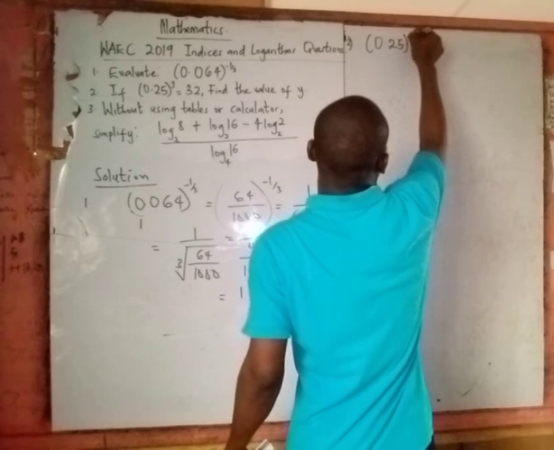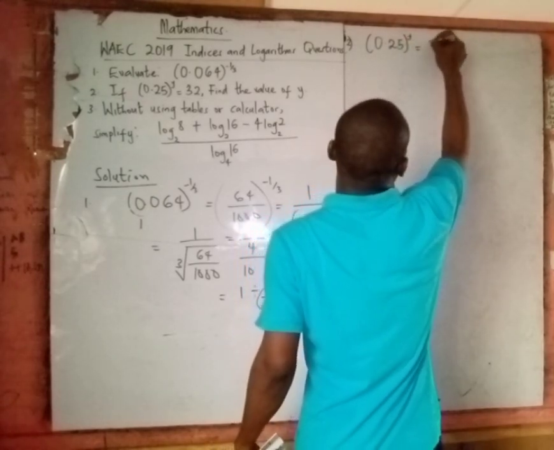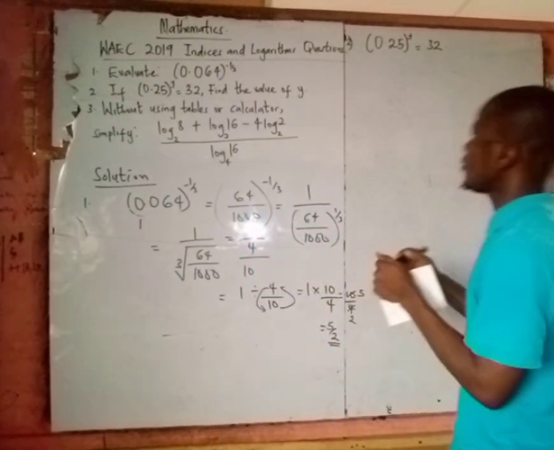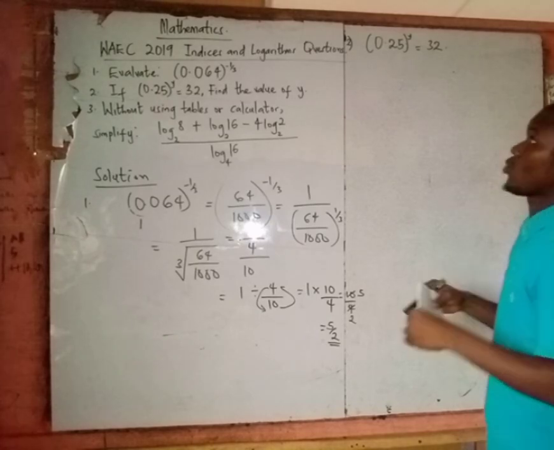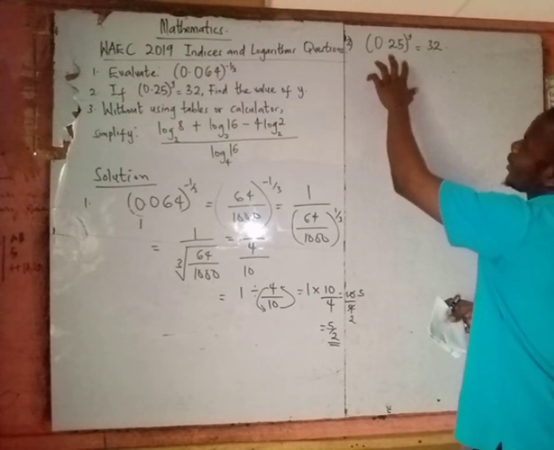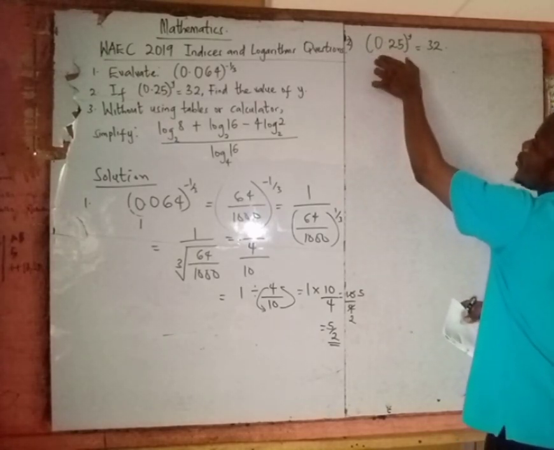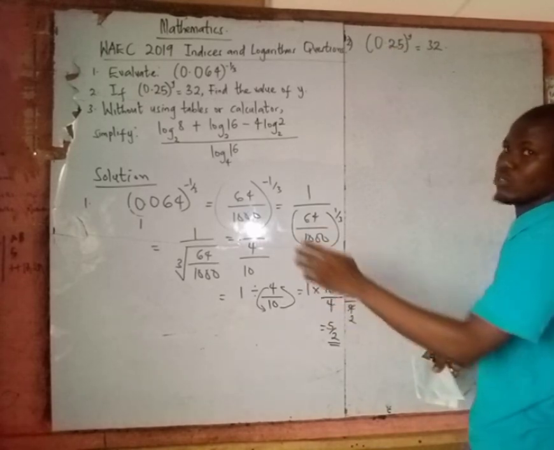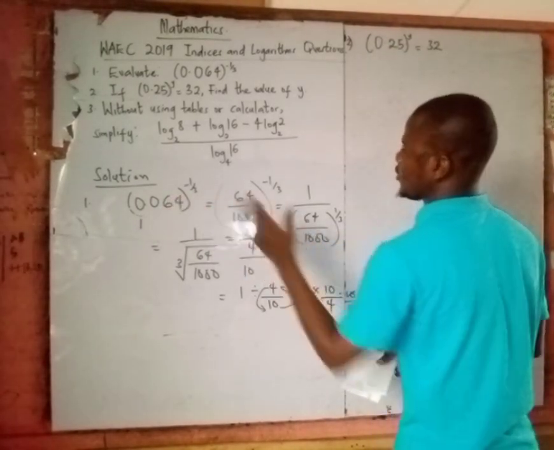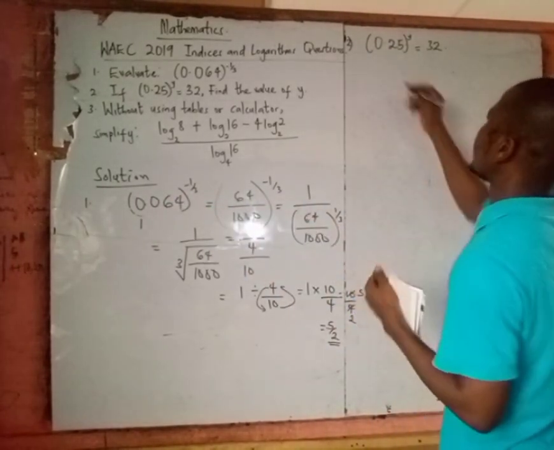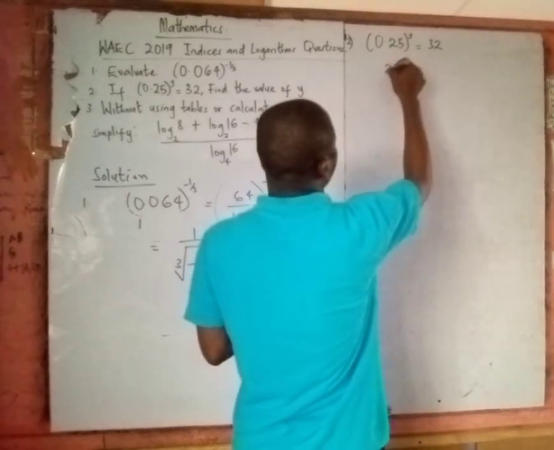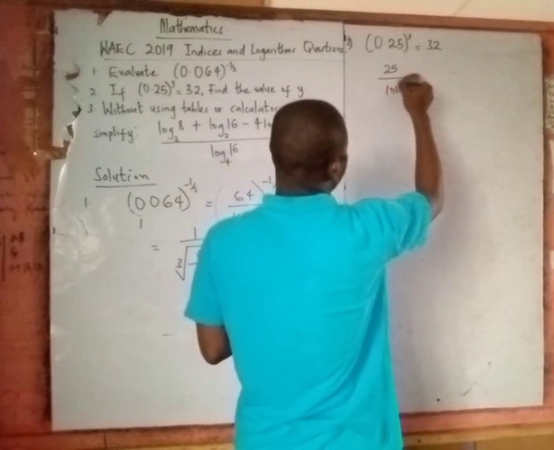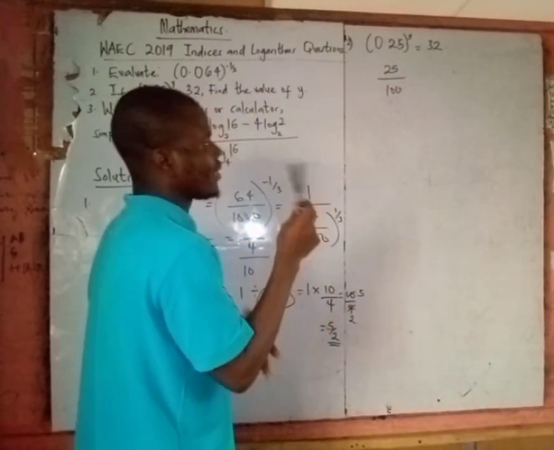0.25 to the power y equals 32 to the power 2. So the first thing to do here is write this decimal number as a fraction, as we did in the previous question. For this number, I look at 25 over 100. How do you write it that way?